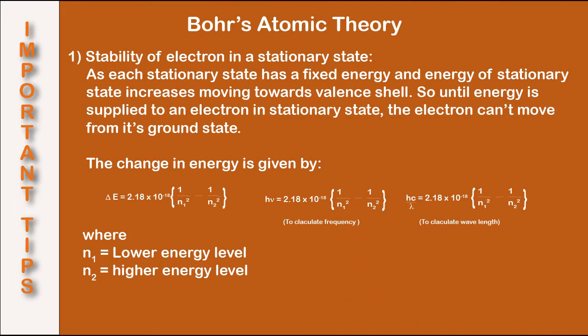So to sum up, on your screen you can see the formula to calculate the energy for an electronic transition, the wavelength associated with an electronic transition, and the frequency associated with an electronic transition. You can jot it down or you can take a snapshot. So these were the major postulates of Bohr's atomic model.